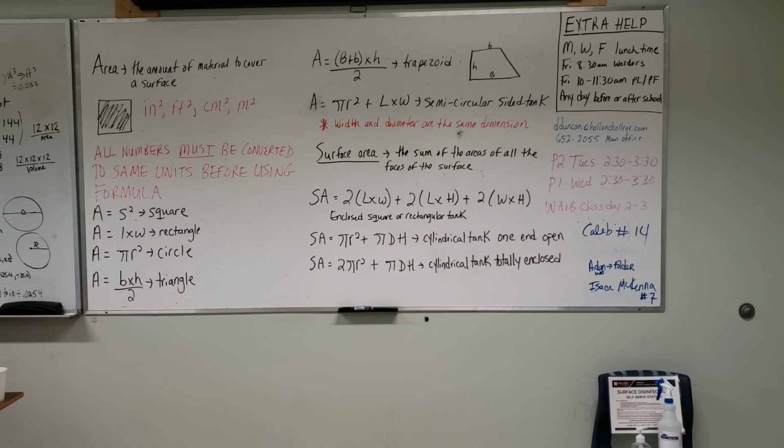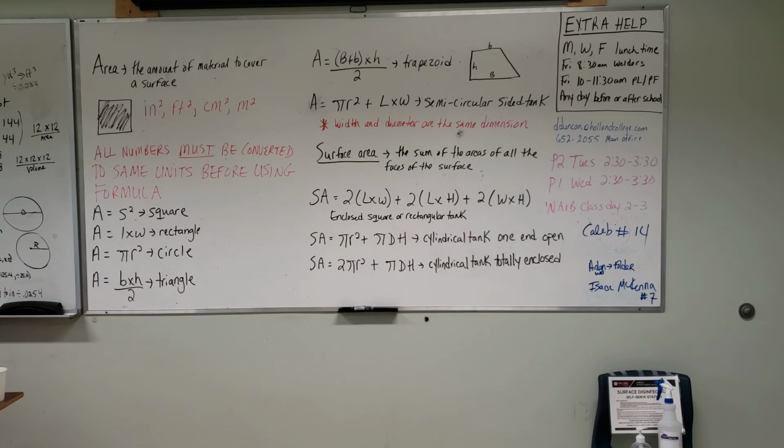The first formula, area of a square, side squared, that's just side times side. Area of a rectangle is length times width. The circle is pi r squared. So pi times radius, and remember your radius is always half your diameter. For the triangle, we have base times height divided by 2.